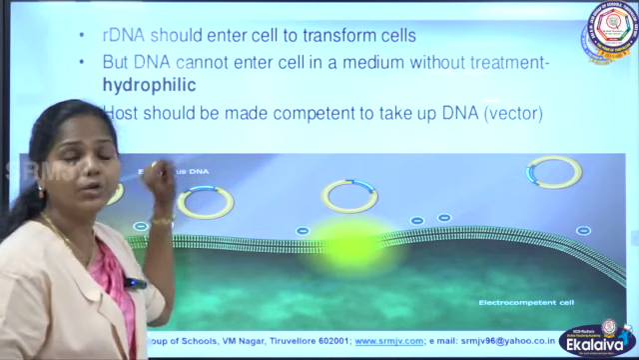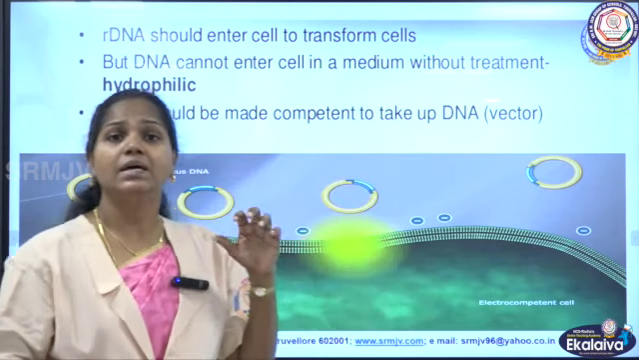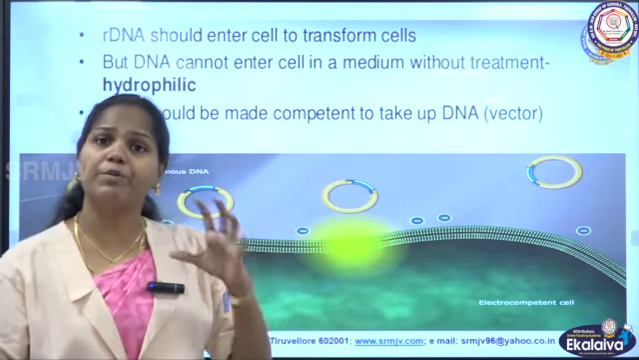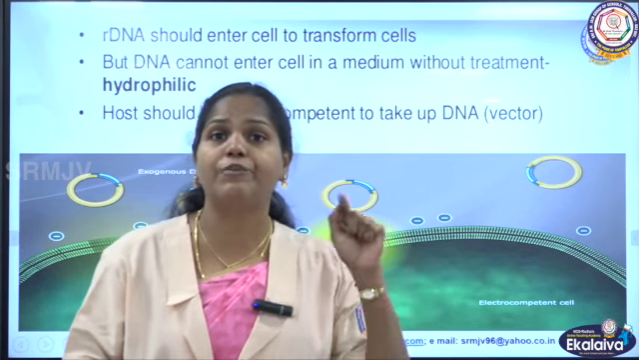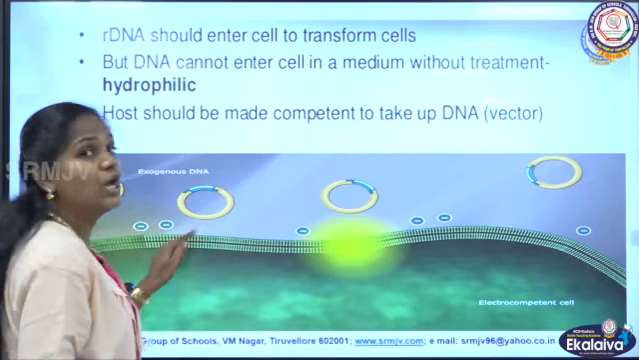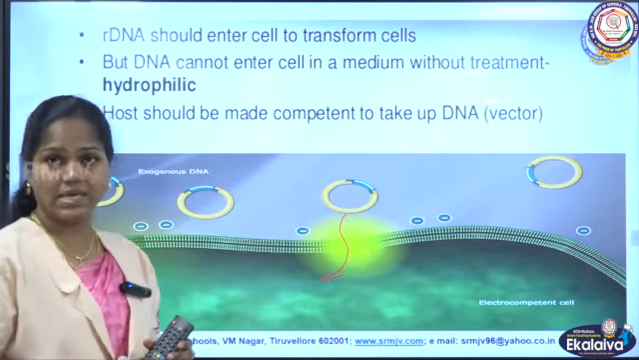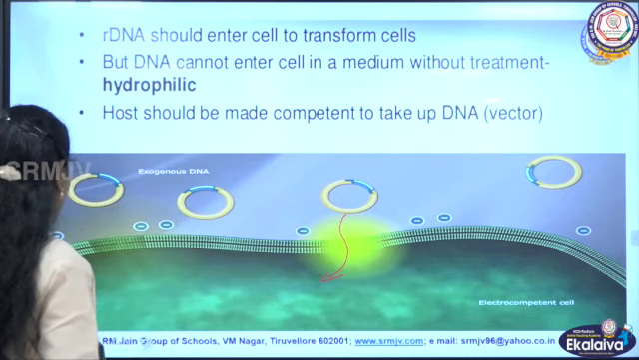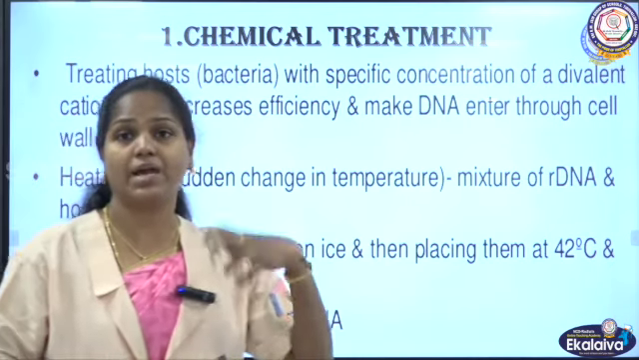You all know that our DNA is hydrophilic in nature, and you know the structure of the cell membrane. Even the cell membrane of bacteria is made of a bilipid layer. So it is not that easy for hydrophilic DNA to enter the bilipid layer. Something has to take place to allow this DNA to gain entry through the cell membrane into this E. coli cell. So now we will see how to make the E. coli cell take our DNA.